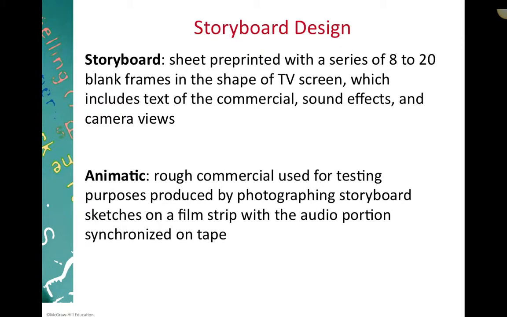Once the basic script is completed, the art director must turn the video portion of the script into real images. This is done with a storyboard, a sheet pre-printed with a series of 8 to 20 blank windows or frames in the shape of TV screens. Below each frame is room to place the text of the commercial, including the sound effects and camera views. The storyboard works much like a comic strip.